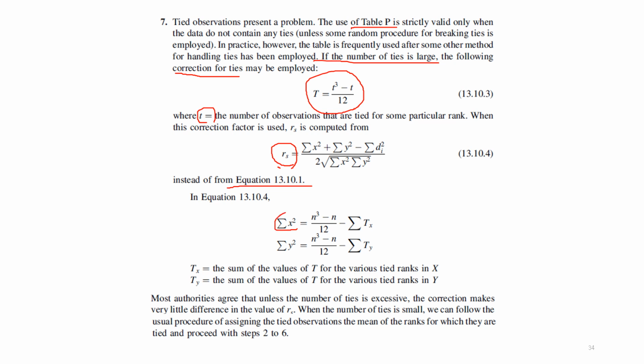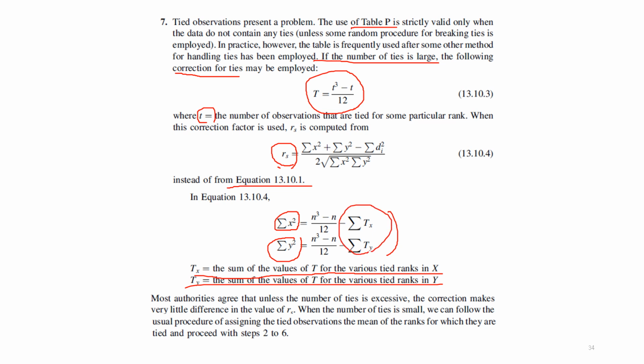Then how do we calculate x squared? How do we calculate y squared? That's the formula for this. Obviously, when the sample size increases, there are likely to be some tied values. Whenever you have tied values, we sum the values of t for the various tied ranks for x, and t for the y. What if we do not have tied values? Then this term disappears.